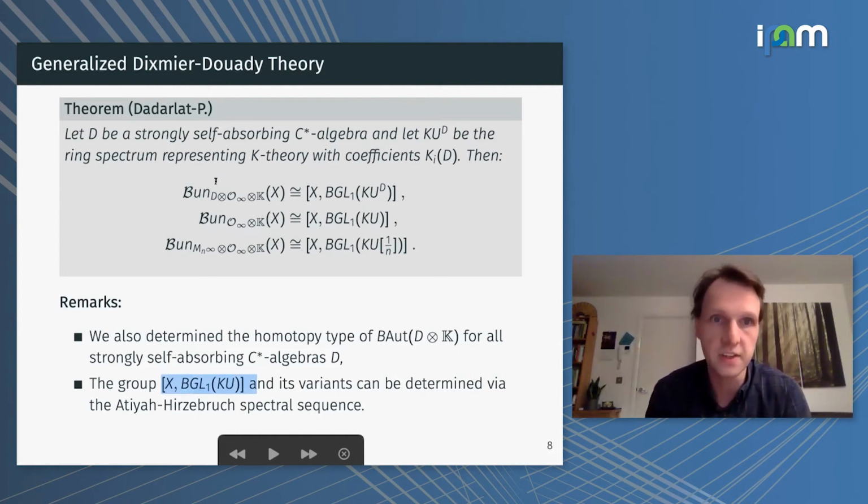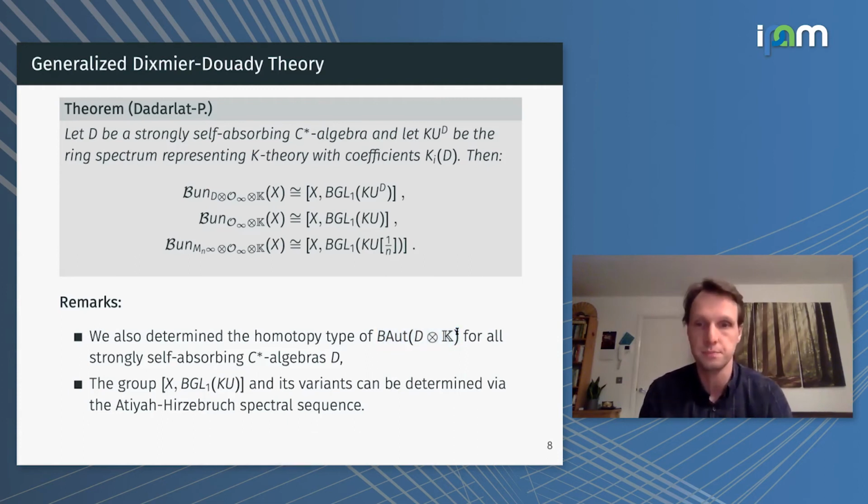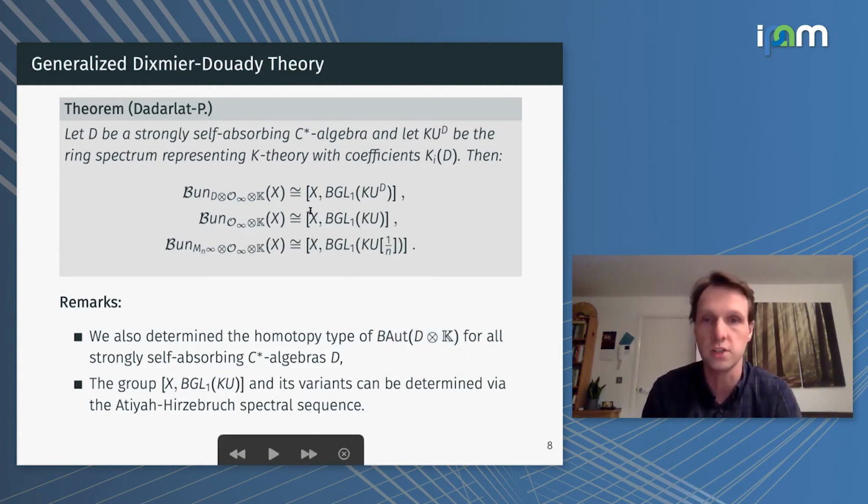The fact that I have a purely infinite, strongly self-absorbing C-star algebra here is not terribly important. So even if I don't pick a purely infinite, strongly self-absorbing C-star algebra here, this will be an infinite loop space, and therefore I get a group if I look at homotopy classes of maps from X into this.